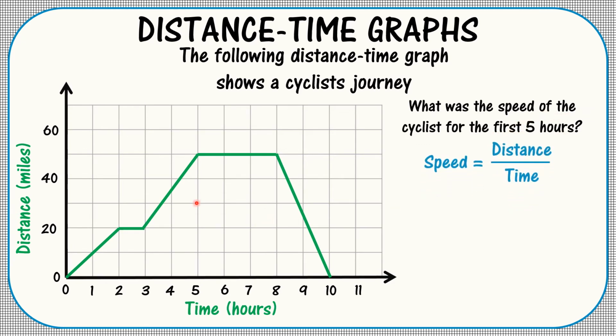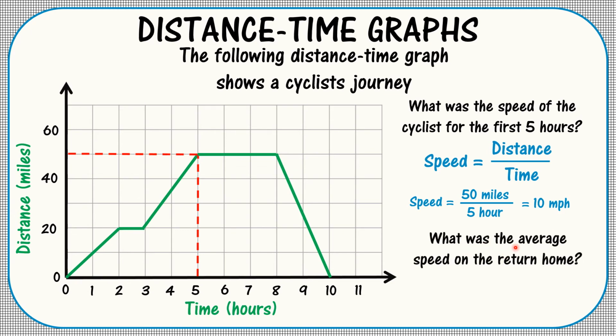Again, we know that the speed is equal to distance divided by time. So we need the distance and we need the time, both of which we have in this distance time graph. So you look at this value, which is 50 miles, divided by the time, which is 5 hours. So the speed is equal to 50 miles divided by 5 hours. Therefore, we are doing 50 divided by 5, which is equal to 10 miles per hour. So every hour you are traveling 10 miles.